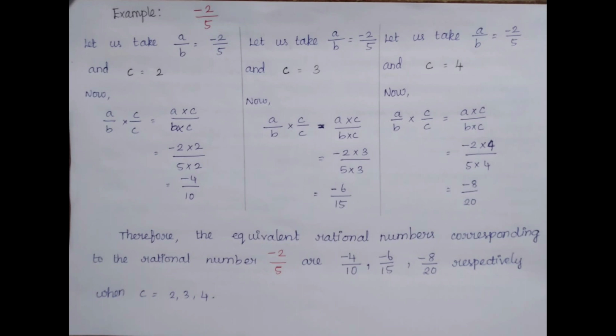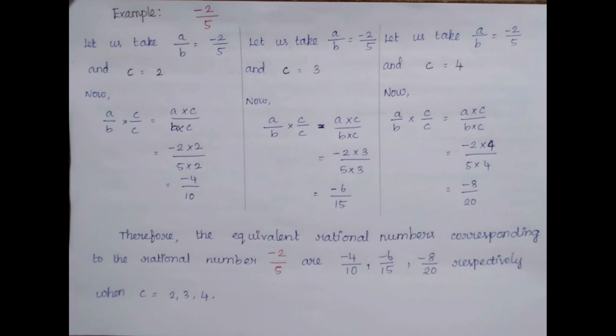Let me see how to find another equivalent fraction. If we take c is equal to 3, we have to multiply the rational number minus 2 by 5 with 3. Minus 2 into 3 divided by 5 into 3, which is equal to minus 6 by 15, which is also an equivalent rational number to minus 2 by 5. Now take c is equal to 4, a by b into c is equal to minus 2 into 4 divided by 5 into 4, which is equal to minus 8 by 20.